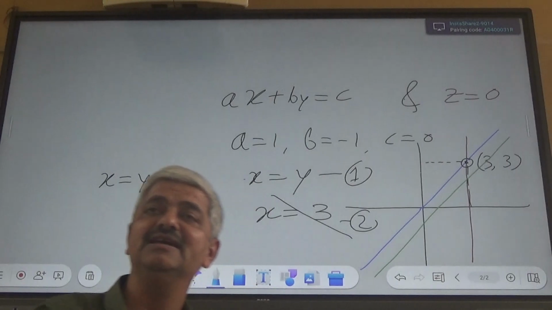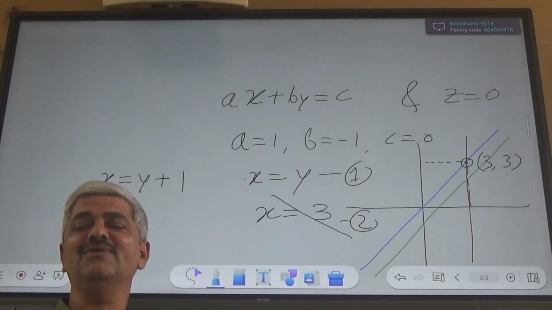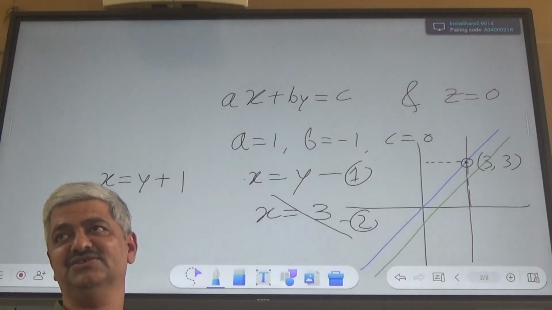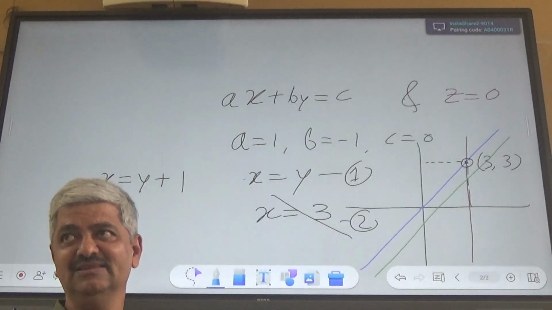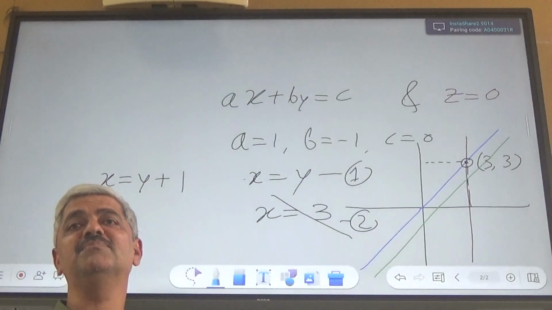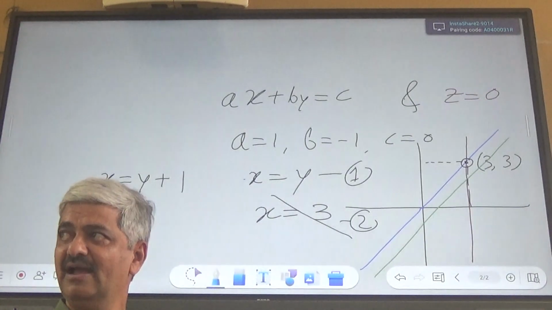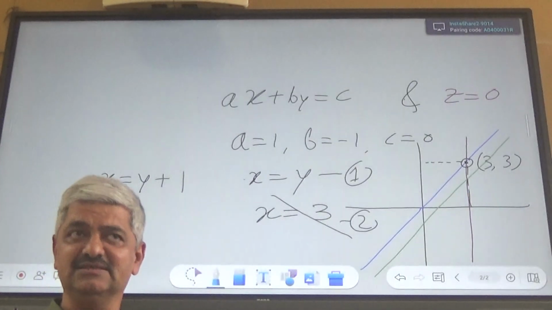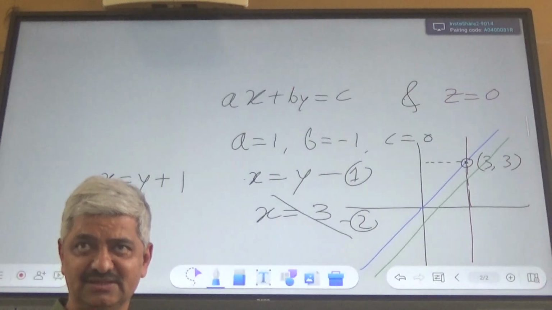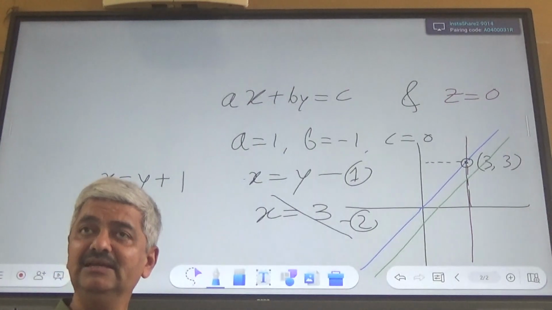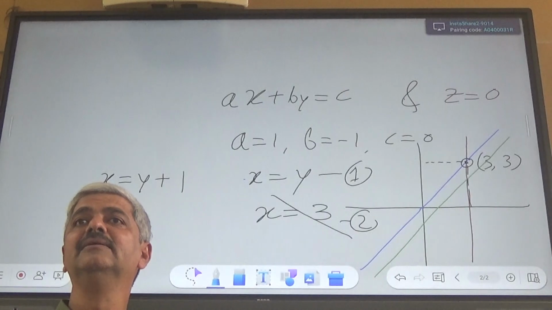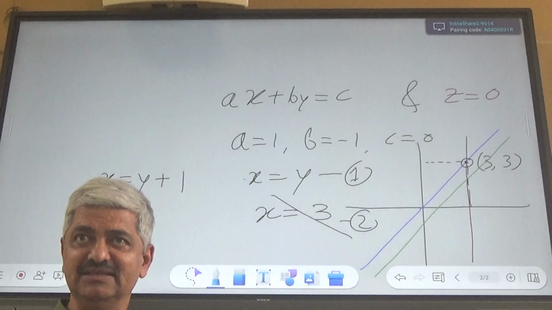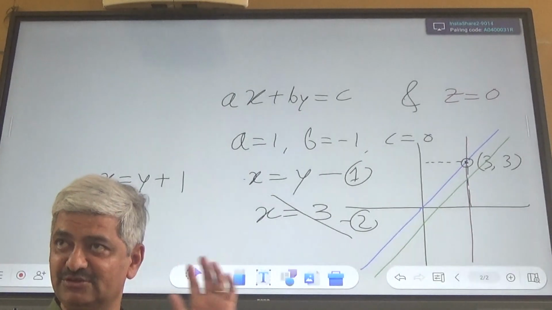Now I very clearly see that equation 1 and equation 3 cannot be simultaneously satisfied, because these are inconsistent. Two inconsistent equations in 2 dimensions represent parallel lines. They are inconsistent. This is in the case of 2D.